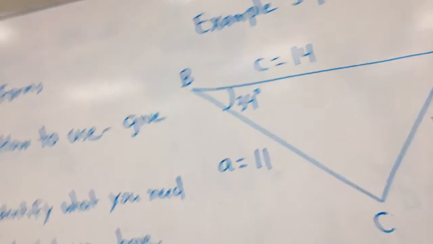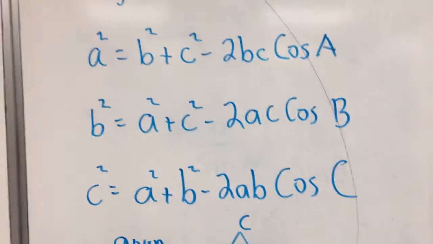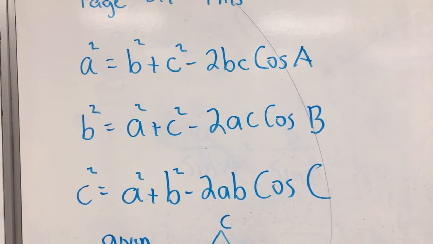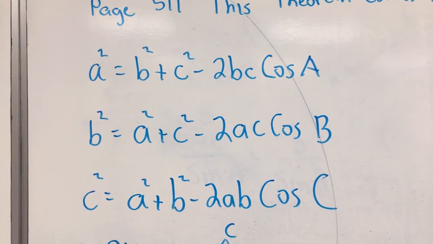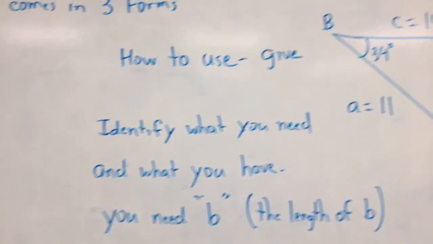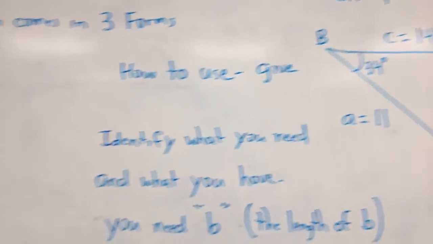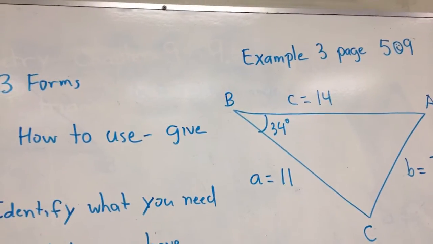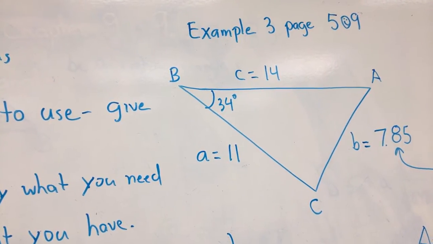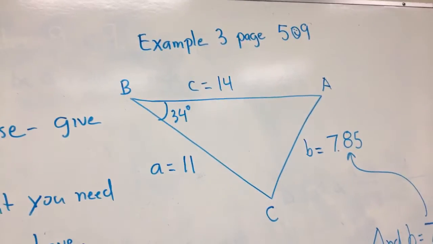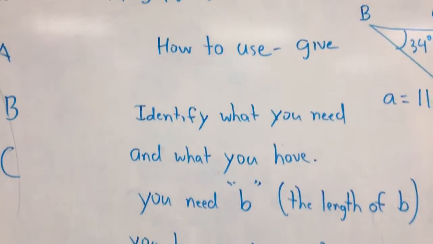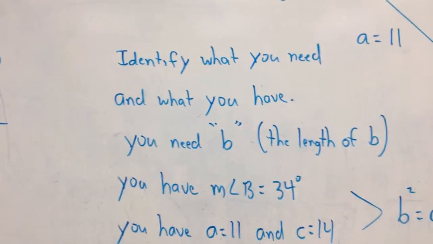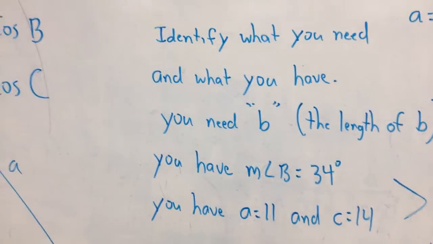Well, if I need B, I go back over here and say, B squared is equal to, do I have an A? Yes. Do I have C? Yes. Do I have the measure of angle B? Yes. I will use that. So you identify what you need, and what you have. I have the measure of angle B. I have the length of side BC, which is side A, the side opposite angle A, and I know that side C is equal to 14. What do I need? I need the length of B.